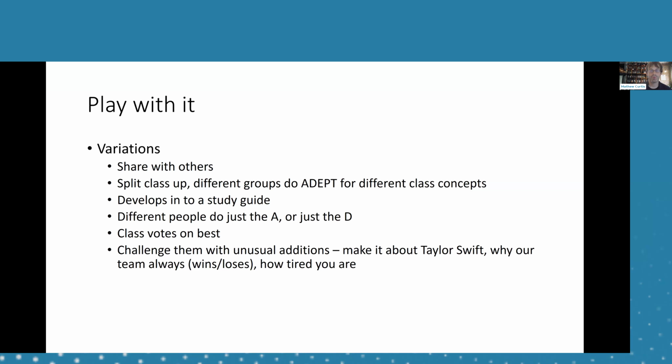Or different people do just the A for analogy, and different people do just the D for diagram. And then again, you bring it all together and you say, look, this group did 3 analogies, this group did 2 diagrams, this group did 2 technical definitions. So there's multiple ADEPT examples for the concept of photosynthesis. You can have the class vote on which analogy, which plain English, which technical definition was best.